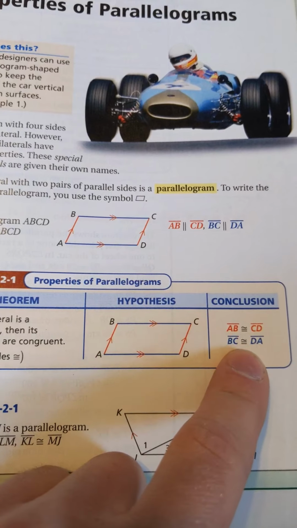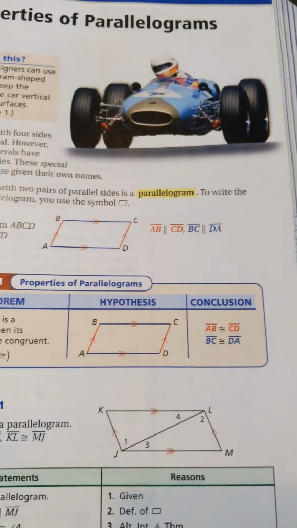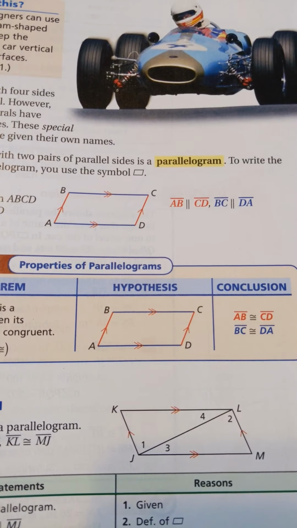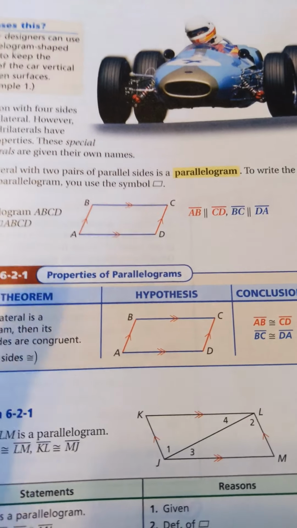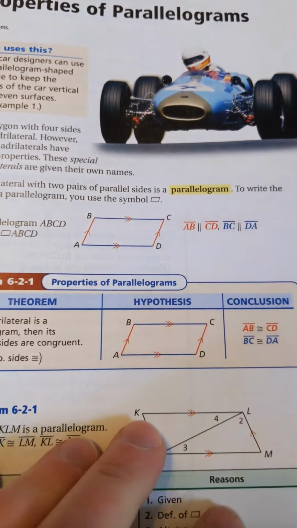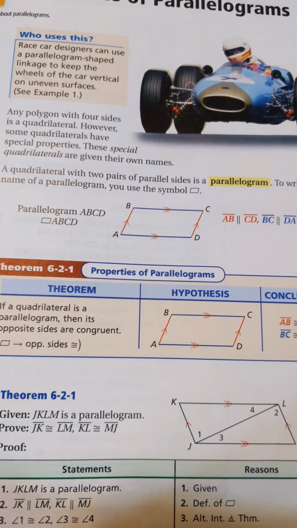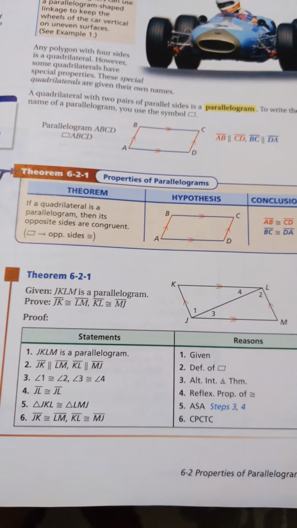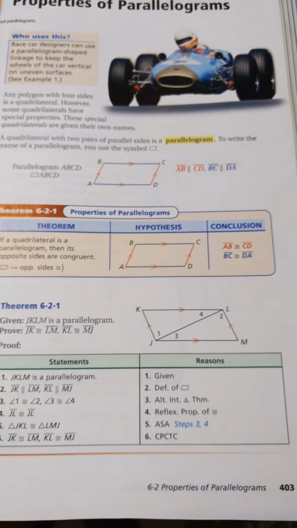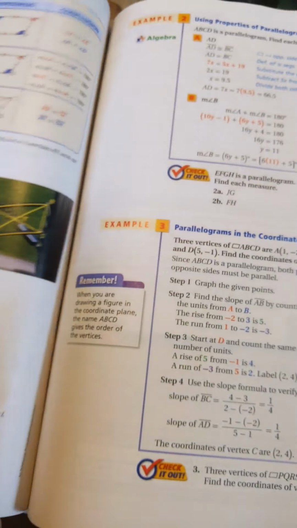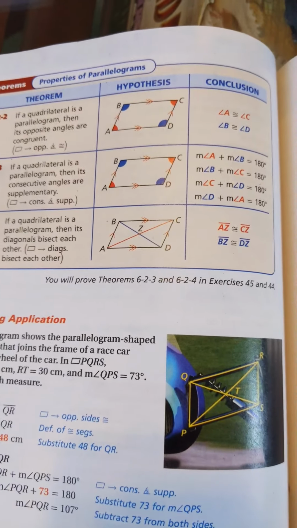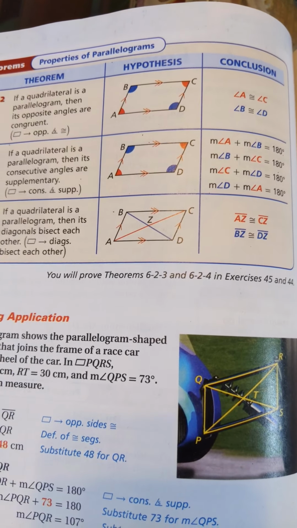AB is congruent to CD, BC is congruent to DA. In a sense, think of it as what we know about a rectangle, except a rectangle has been tilted a little bit in order to have this parallelogram. There is a proof you can look through, but we do not need to focus on the proofs too much. Looking at more properties, opposite angles.